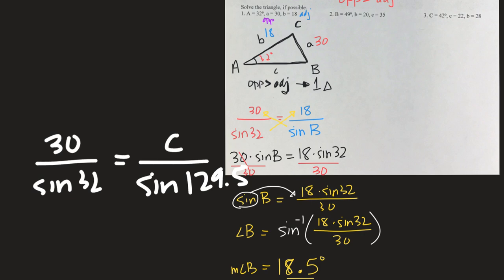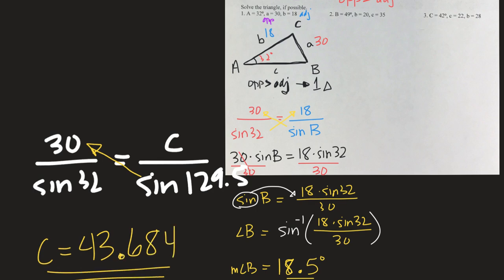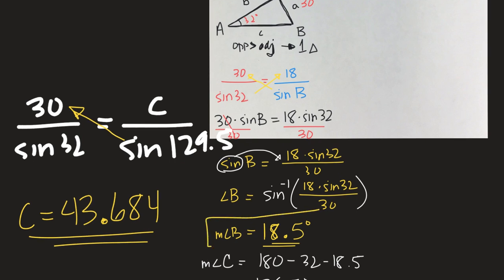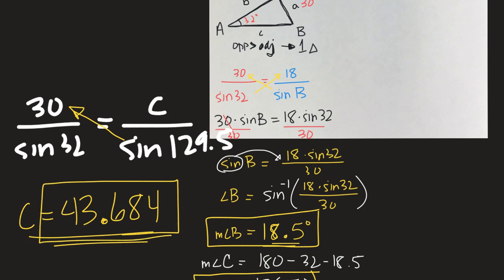Okay, so once we find one angle using the law of sines, we find our third angle with geometry, and then we find our missing side, once again, by doing the law of sines. So 30 times the sine of 129.5 divided by the sine of 32 gives me a side length of 43.684 when I round to 3 decimal places. Okay, so once we decide that there is one triangle, we find all of the missing information, which are your 2 angles and your missing third side.